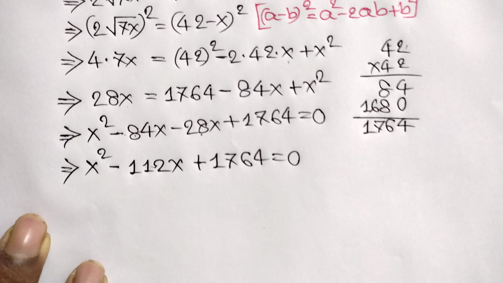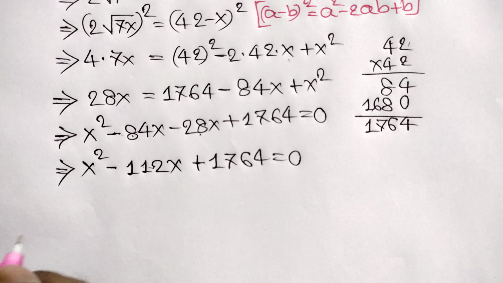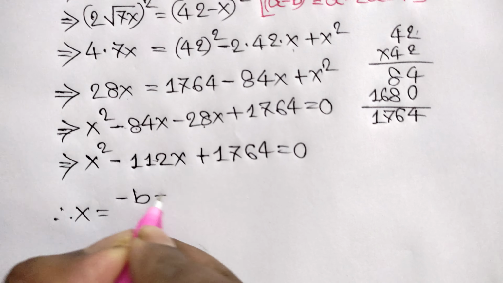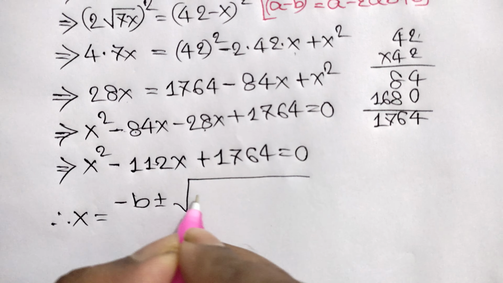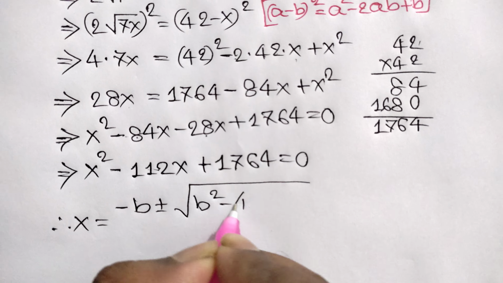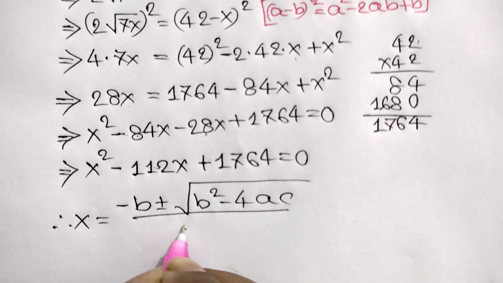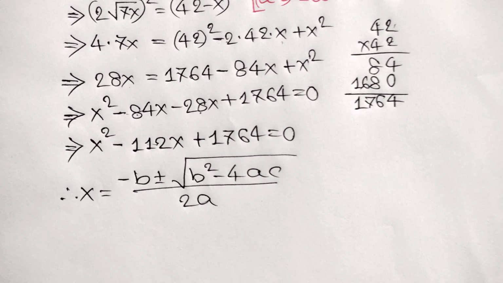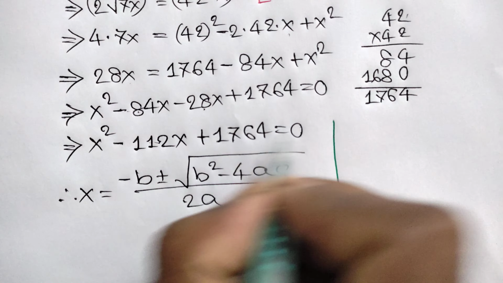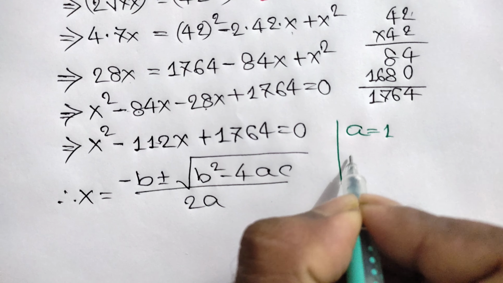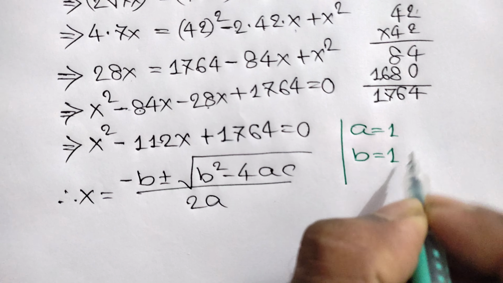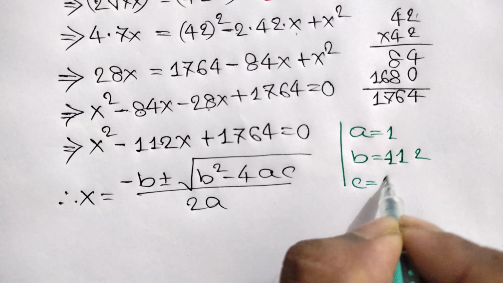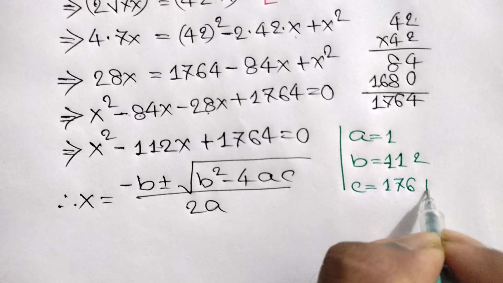Now here we can use the quadratic formula, so we can write x is equal to minus b plus or minus square root of b square minus 4ac over twice a. Here a is equal to 1, b is equal to negative 112, c is equal to 1764.